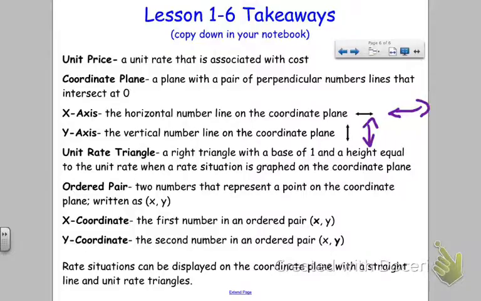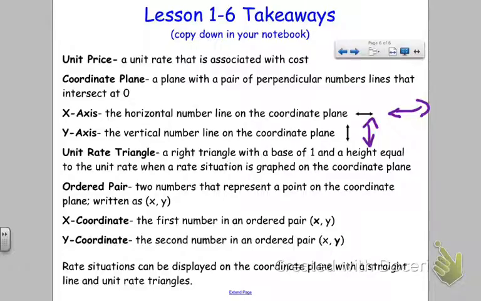The unit rate triangle, that's your right triangle with a base of 1. It's always going to have a base of 1, right? Because unit rate is how much for 1. So it's got to have a base of 1, and then the height is equal to the unit rate, just like the last one, the $3 per pound. Well, the height of our triangle was 3.